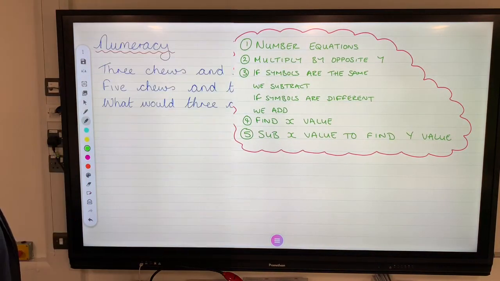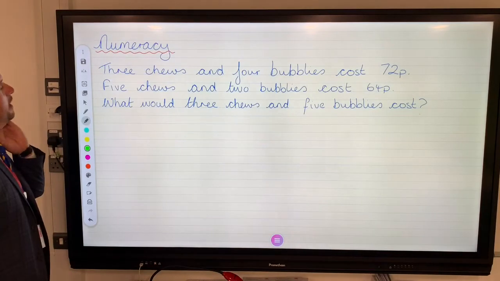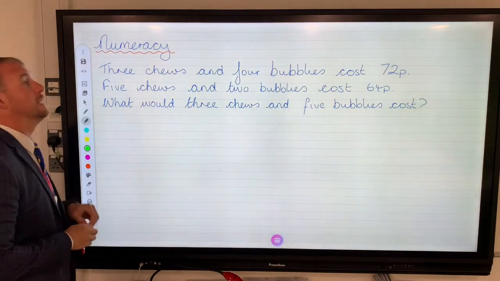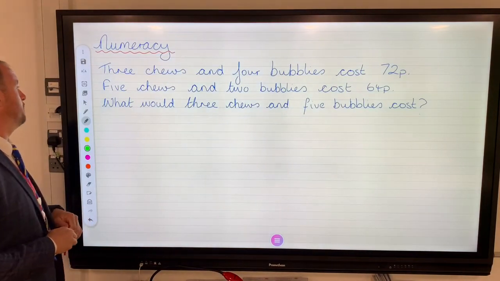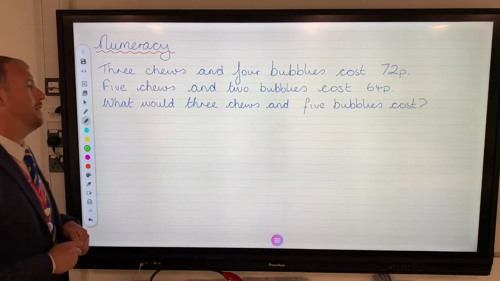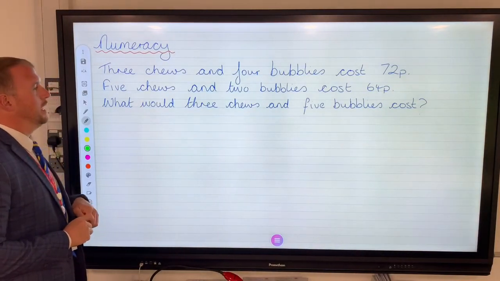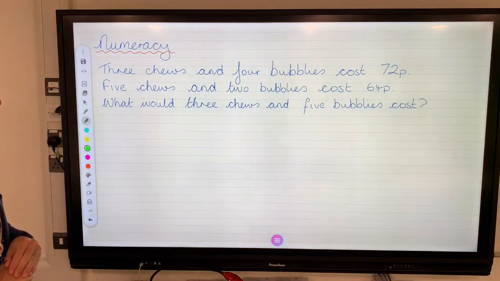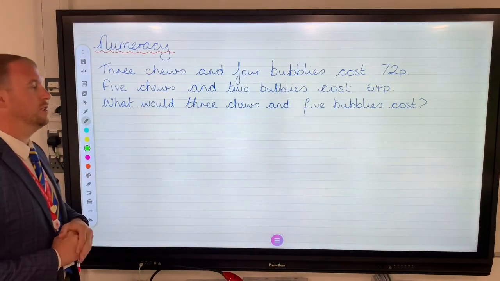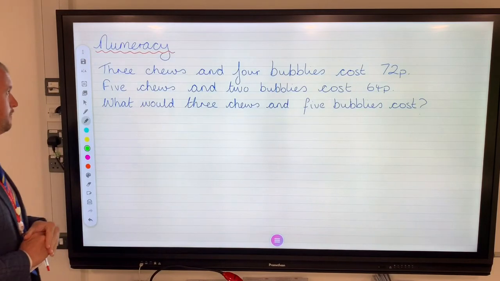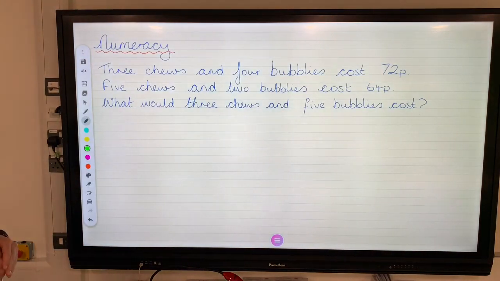Right, worded problems. Okay, so a numeracy-based question with simultaneous equations will look something like this. So I've got 3 chews and 4 bubblies cost 72p, and 5 chews and 2 bubblies cost 64p. What would 3 chews and 5 bubblies cost? Now, it doesn't say use simultaneous equations. It doesn't say express your algebra skills or anything like that.